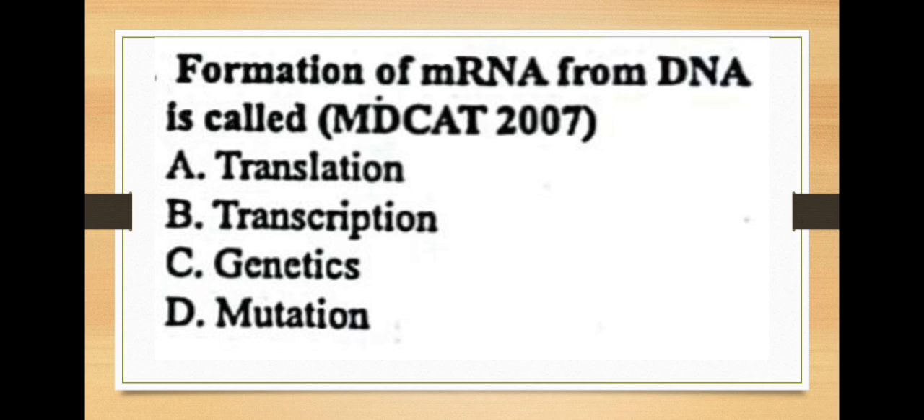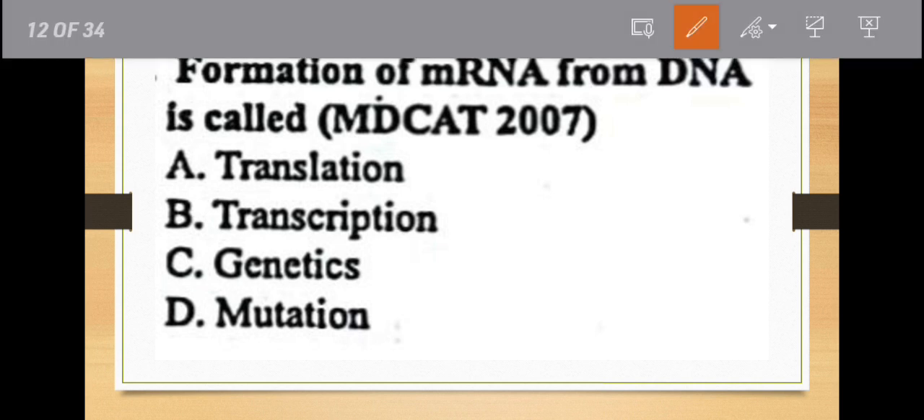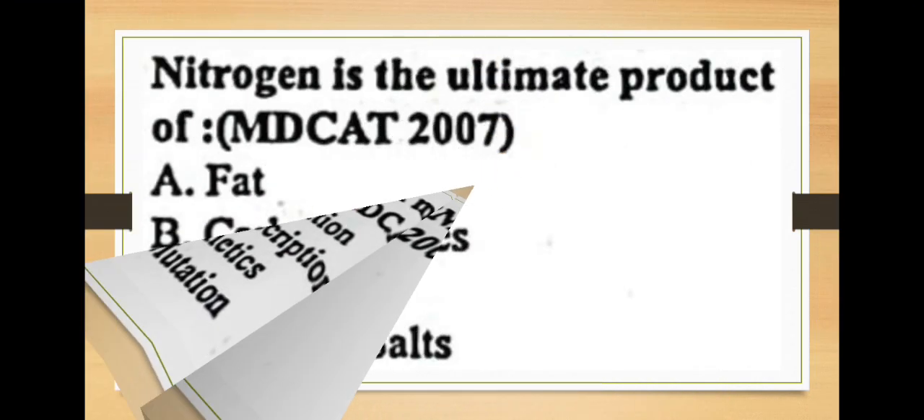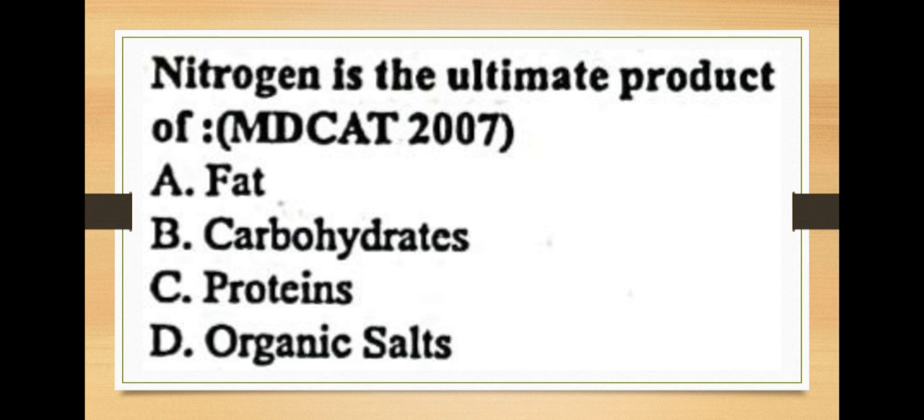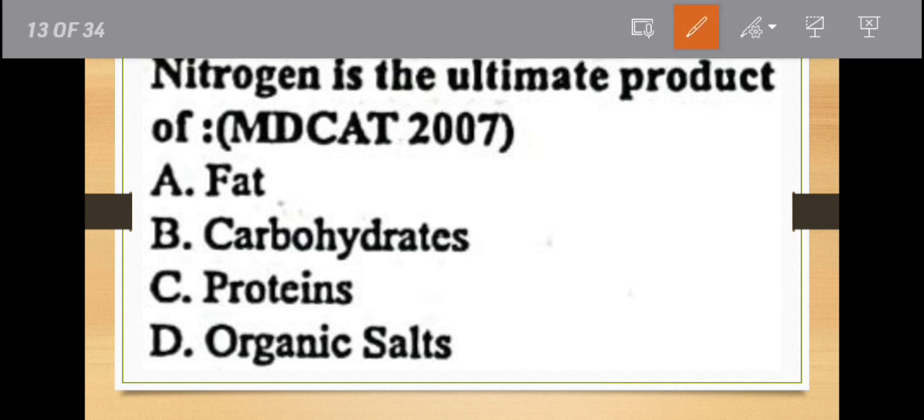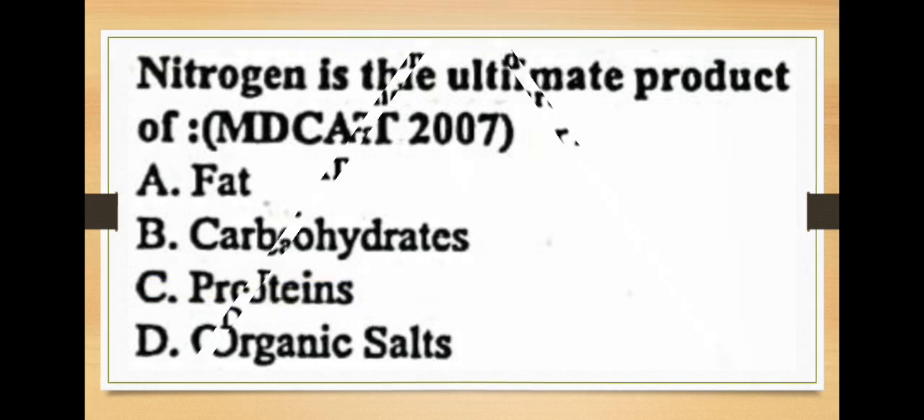Formation of mRNA from DNA is called, MDCAT 2007, A translation, B transcription, C genetics, D mutation. The process of formation of mRNA from the DNA is called transcription. Nitrogen is the ultimate product of, MDCAT 2007, A fat, B carbohydrate, C protein, D organic salts. Nitrogen is the ultimate product of protein because nitrogen is present in the amino acid in the form of amino group NH2.